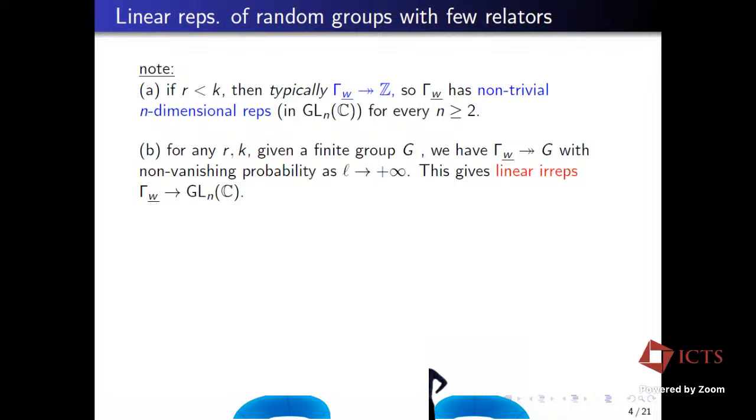Also very easy is the fact that if you fix a finite group, then for any R and K, the probability that you map onto the finite group is actually positive. Because what do you need to do? You need to say that W_1, ..., W_R are one in the finite group. So you start a random walk on the finite group and you ask what's the probability that you have a homomorphism from this group to a given finite group. You need these words to vanish. So you pick generators in the finite group and you ask, will W_1 go back to the identity? Typically this happens with a probability which is one over the size of the finite group. So it happens with some positive probability, and same thing for R of them. So with some positive probability, you will map onto the finite group. But this also gives you representations.